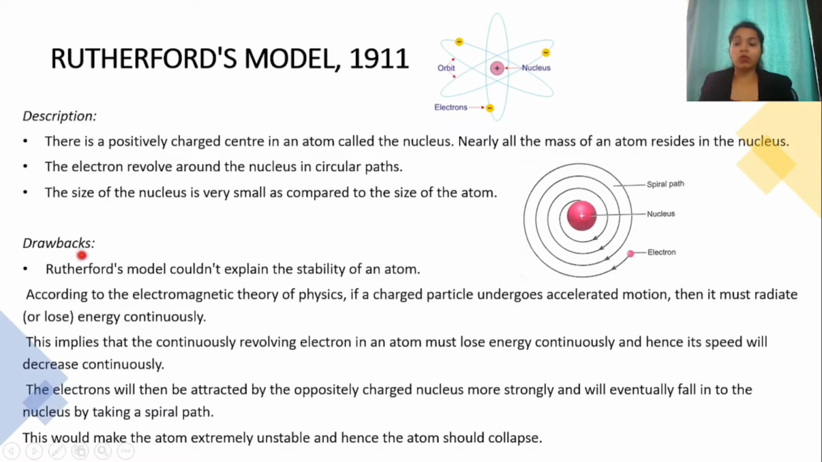Now let's see what the drawback of Rutherford's model was, which is extremely important. Rutherford's model couldn't explain the stability of an atom. Let's see how. According to the electromagnetic theory of physics, if a charged particle undergoes accelerated motion, then it must radiate or lose energy continuously.